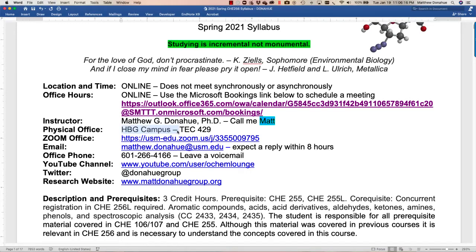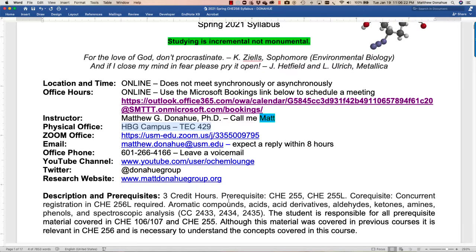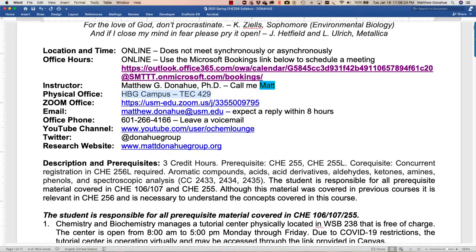Here's my physical office on the Hattiesburg campus, Tech 429, but since we're not meeting due to COVID, that's sort of irrelevant. This is the link to my Zoom office. That's also in that bookings page.